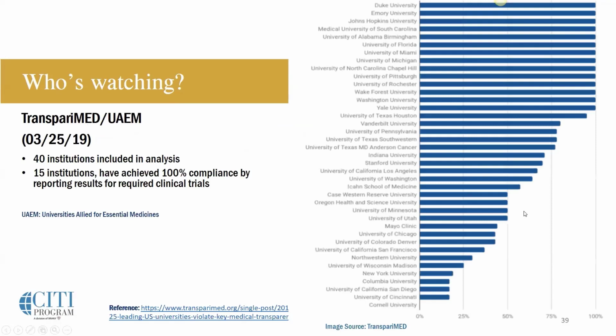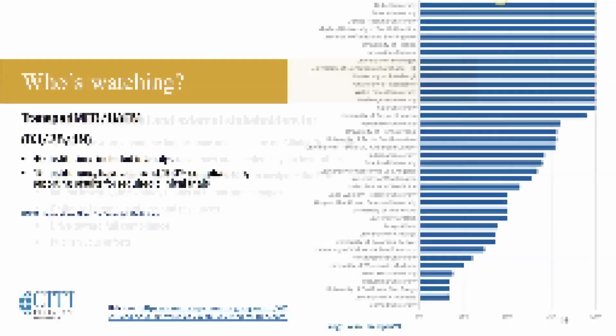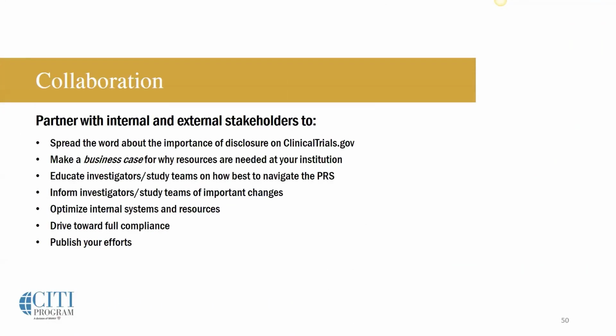So most recently, this article came out earlier this year, and of the 40 institutions included in the analysis, 15 of them have actually achieved 100% compliance. And this tells you at least two things. One, institutions are doing much, much better. And then I'll leave you with some closing thoughts.